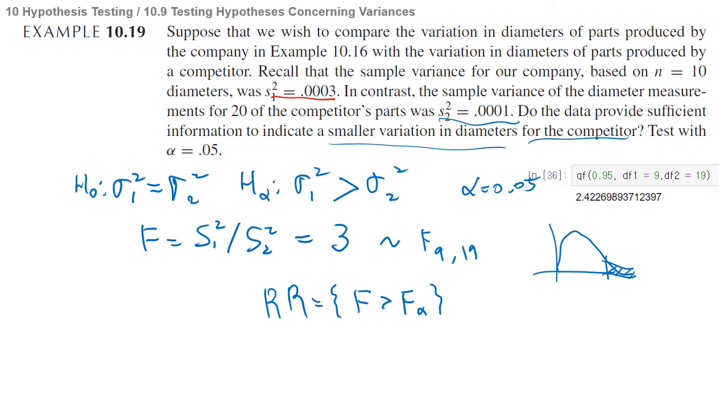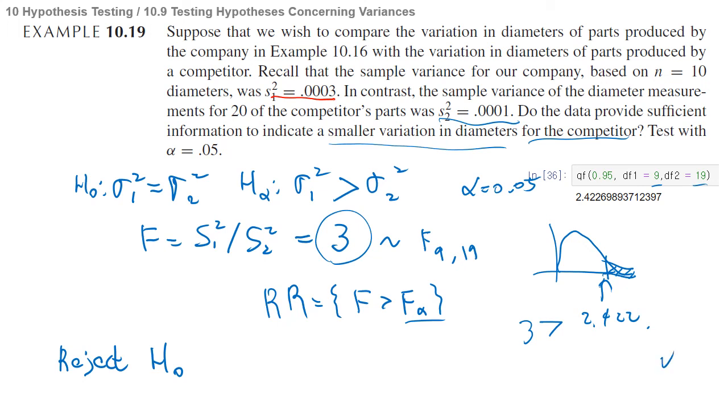So the F alpha with degrees of freedom 9 and 19 is here. This is 2.422, and we calculated 3. So 3 is greater than 2.4. So we will reject the null hypothesis, and so for the conclusion, we reject the null hypothesis. That's our conclusion.